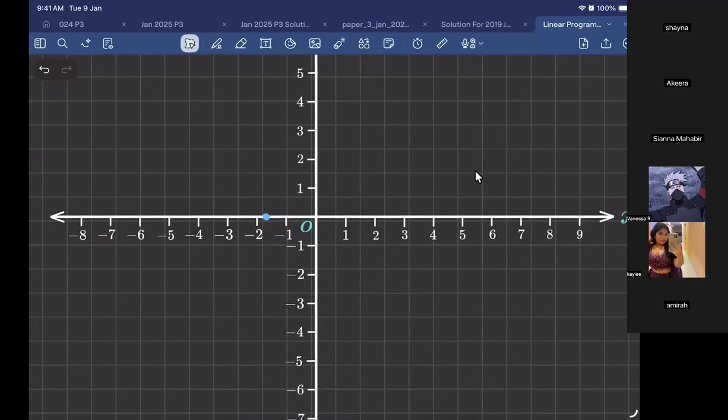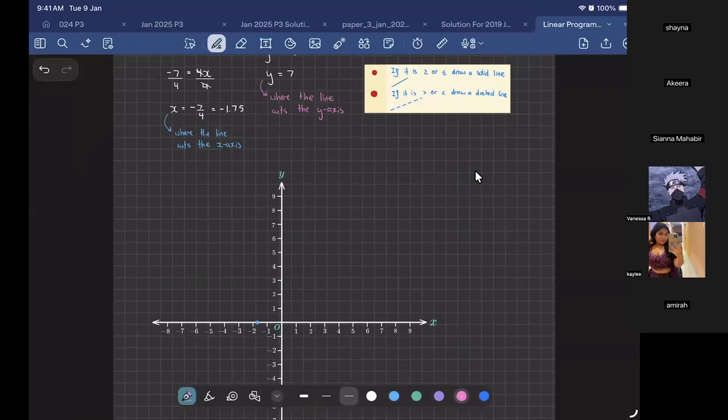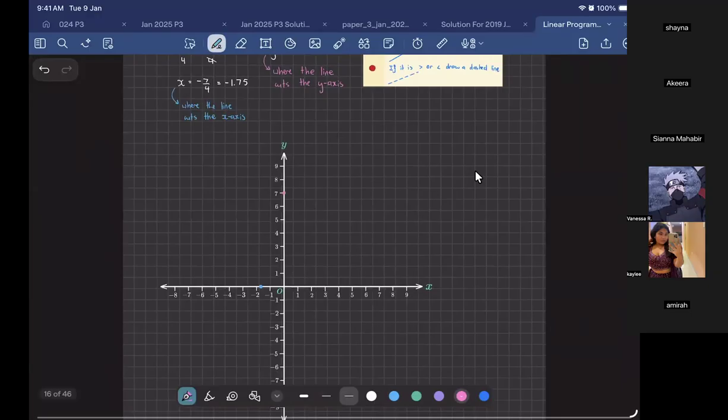Awesome. What else do I know? That y is equal to 7. So which axis am I going to go on and put a dot by the 7? The y-axis. Yep. Do we have 2 points? If I wanted, could I connect these 2 points to draw a line? I could.